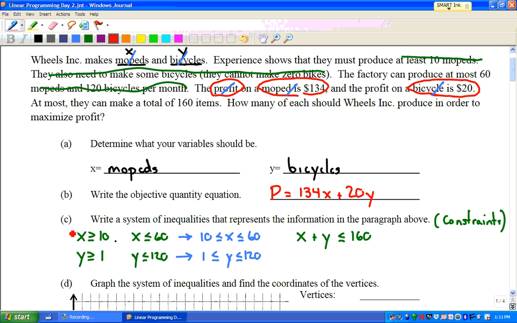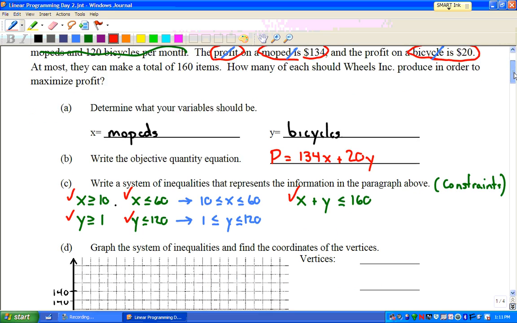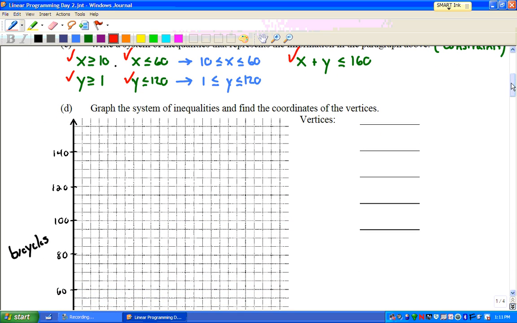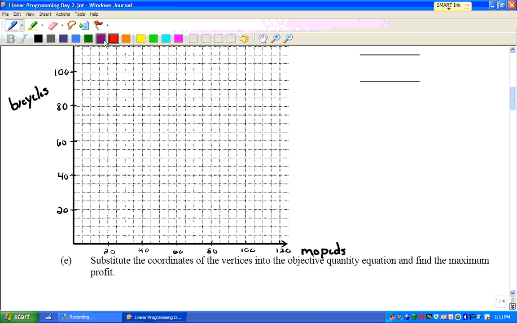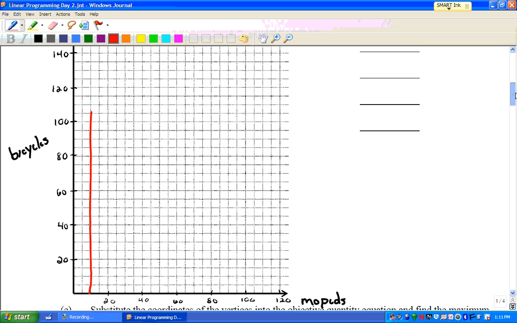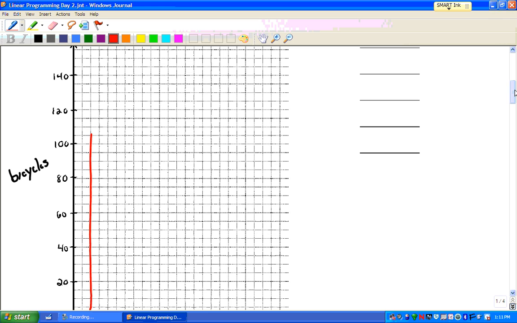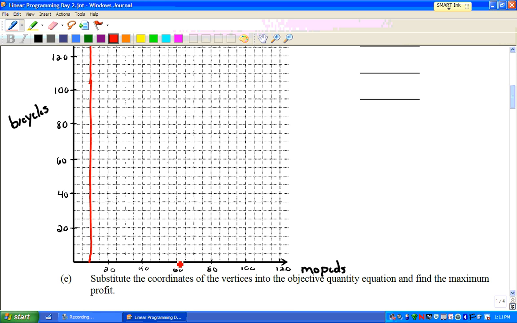Now I'm going to graph these red checks right here, and those are going to be my constraints. We know that x has to be between 10 and 60. I'm going to come down here and use red for this. We know that x is my mopeds. I'm going to draw it in, going all the way up to here. It has to be greater than 10, but less than 60. So this is going to be my constraints for my mopeds.